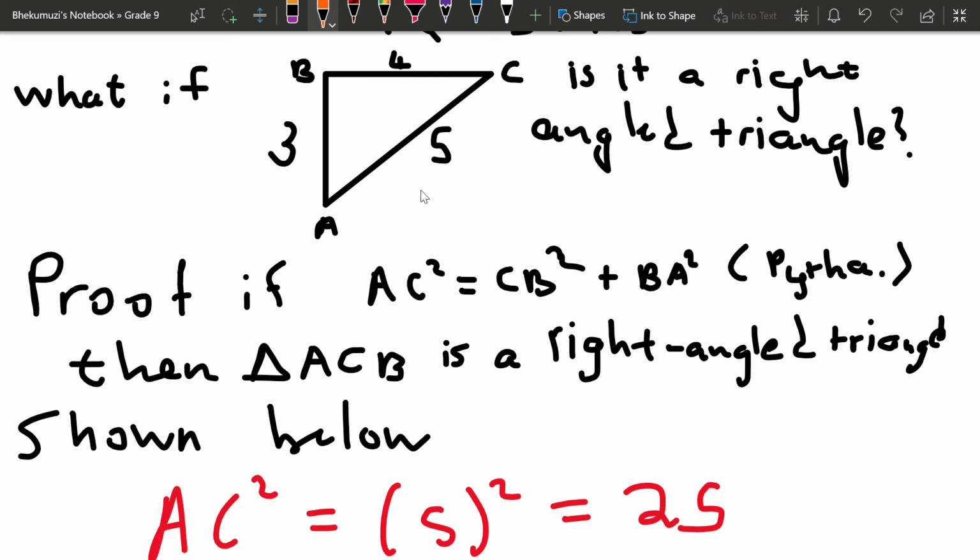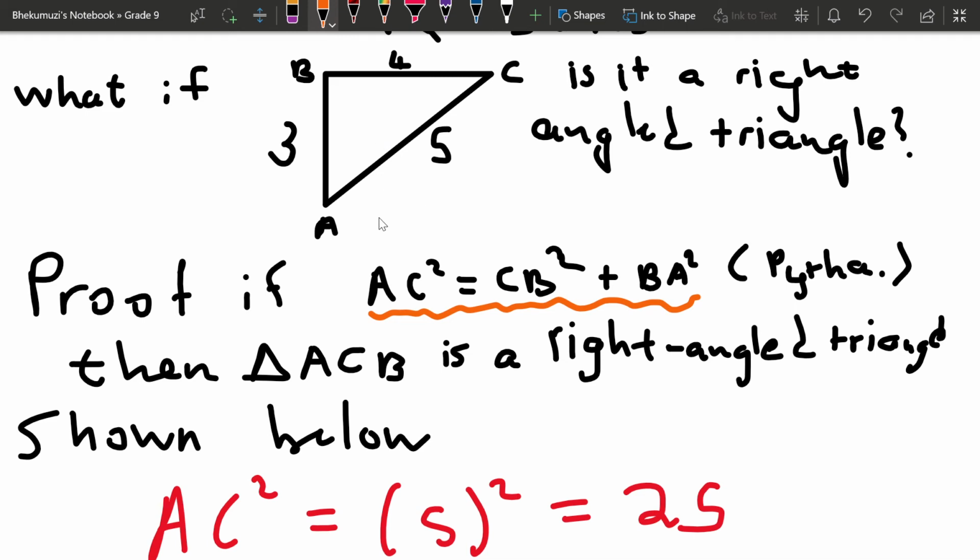To prove it, you need to prove that AC squared is equal to CB squared plus BA squared, right? Which is the theorem of Pythagoras. So you need to prove the theorem of Pythagoras because you don't know if it is a right angle triangle. Just imagine they gave you 3 of the lengths, and then they said, is it a right angle triangle? Then how do you show that it is a right angle triangle correctly? Because you shouldn't just look at it and say, no, this is the right angle triangle. But what is your proof?